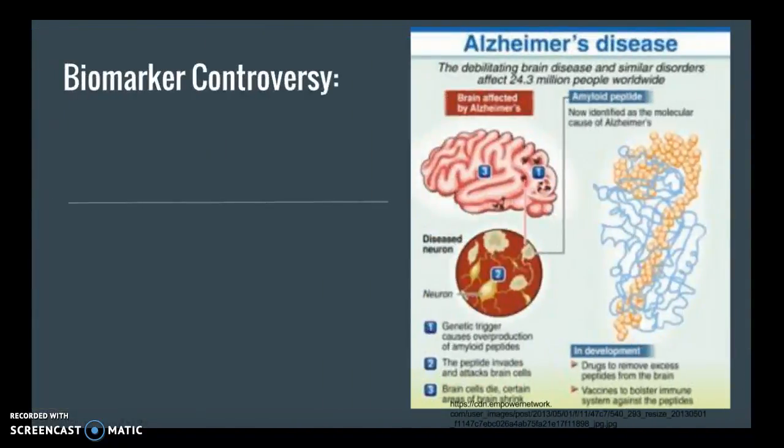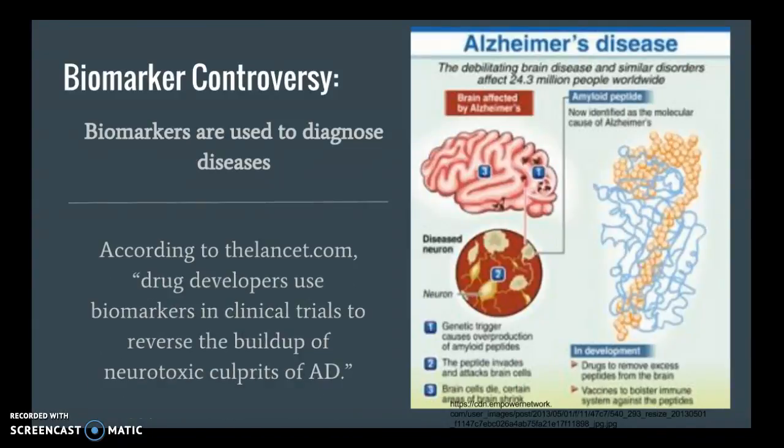Now we have a biomarker controversy, and biomarkers are used to diagnose diseases. According to thelancet.com, drug developers use biomarkers in clinical trials to reverse the buildup of neurotoxic culprits of Alzheimer's disease. Like any other controversy, there are some that are opposed to biomarkers and those who are in favor of biomarkers.